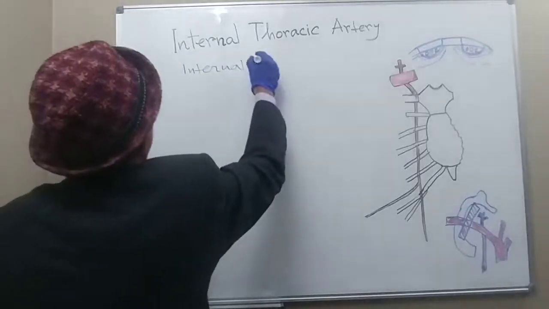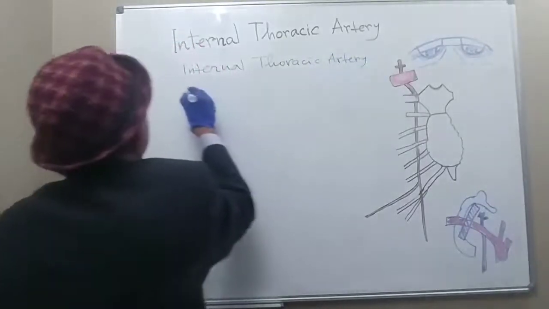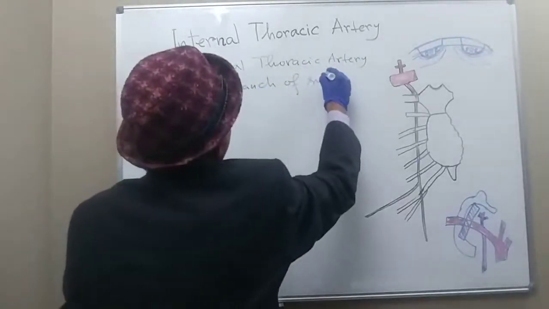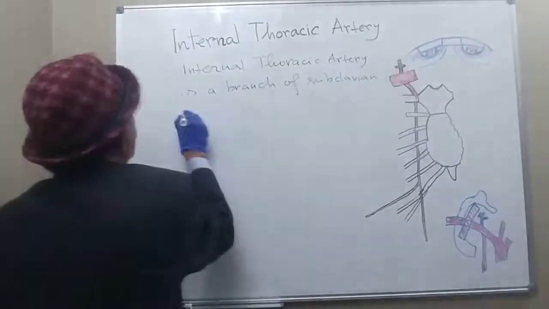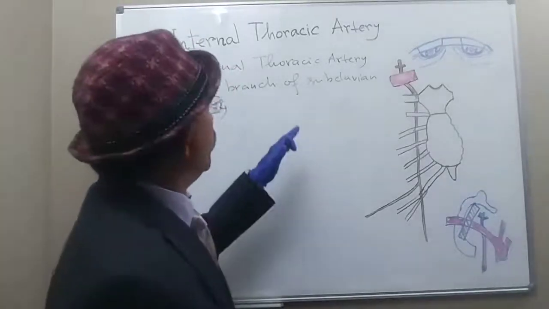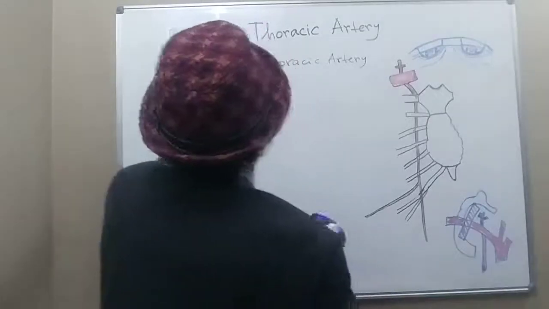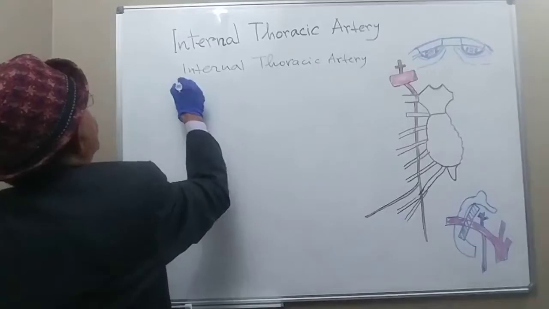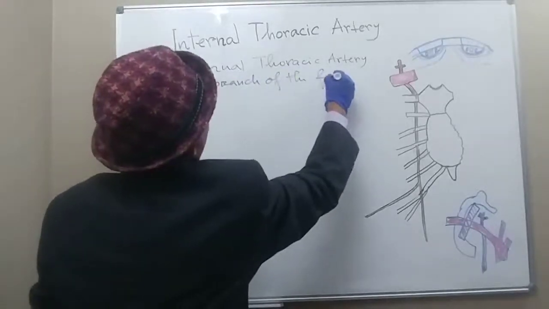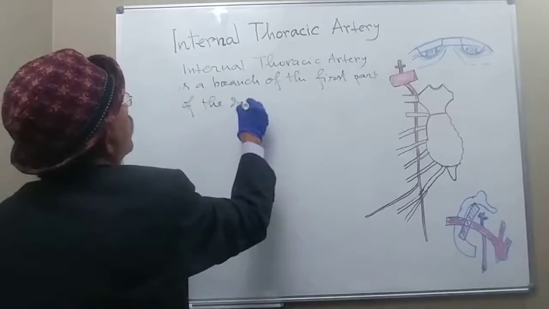The internal thoracic artery is a branch of the subclavian artery. It arises from the first part of the subclavian artery. The internal thoracic artery is a branch of the first part of the subclavian artery.